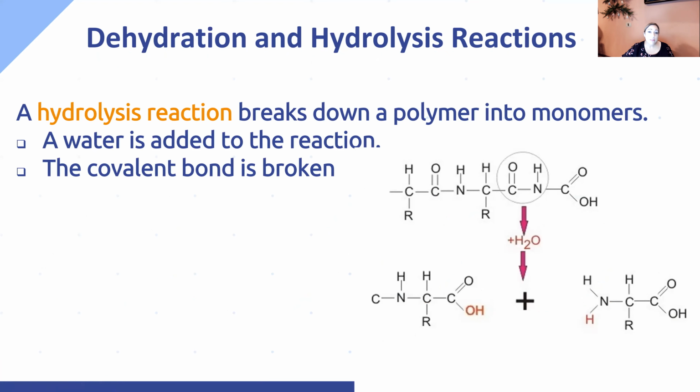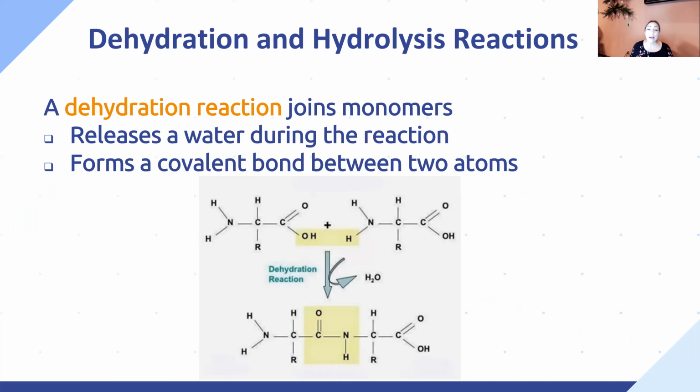Now, a hydrolysis reaction breaks down polymers into monomers. Now, the way that this is done is a water is added into the reaction, and that helps to break the covalent bond. Let me look at this for a second. Yes, I skipped a slide. Sorry about that. So let's take a step back. A dehydration reaction joins monomers. So I apologize about skipping through the slides here. There seems to be an issue with my computer. It keeps jumping slides.